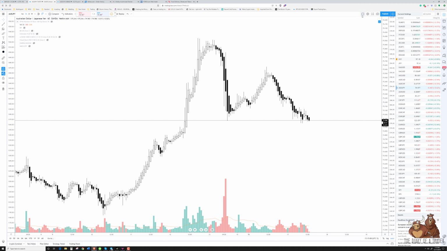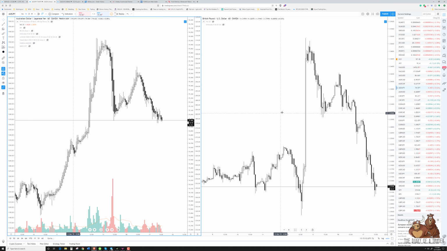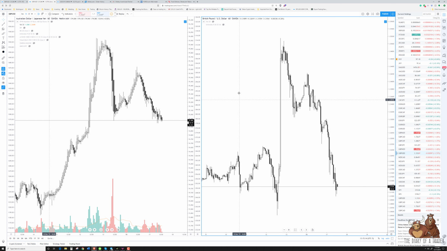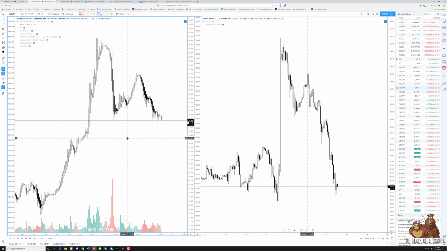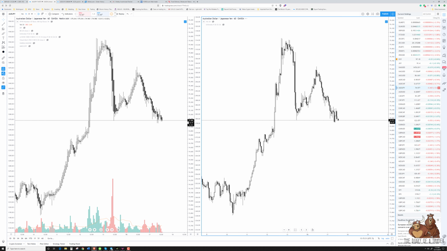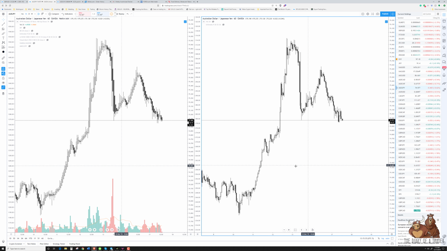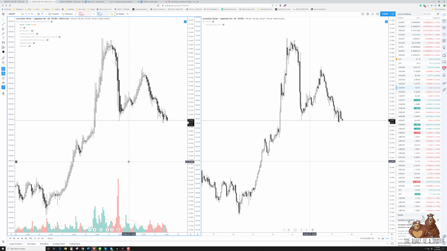In fact, if we were to do a side-by-side comparison... I take that back, that's not the same chart. So we have the Australian dollar, Japanese yen pair here on the left, and I'm going to put that same pair over here on the right. Okay, so regular candlesticks on the right side of the screen, and we have Heiken Ashi on the left side of the screen.